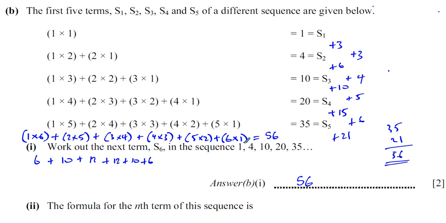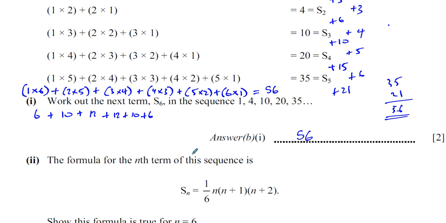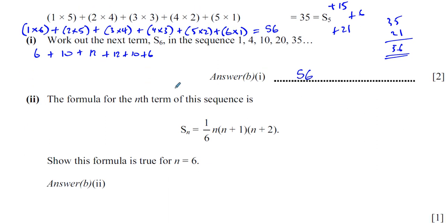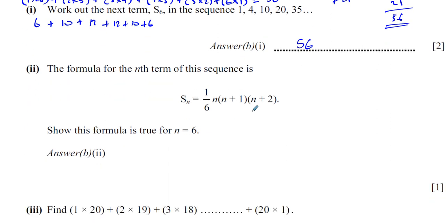Okay? Alright, and part 2 of B says the formula for the nth term of the sequence is given by Sn equals 1/6 times n plus 1 times n plus 2. It says show that this is true for n equals 6, so we should get 56 basically. If it equals 56, then we know that this formula is true because that's what we got. This is our S6 here, equal to 56 in part 1, which we found by actually continuing the sequence. So let's see if it works, this formula.